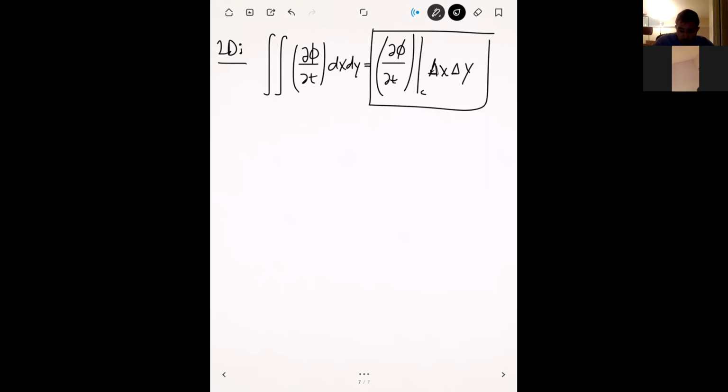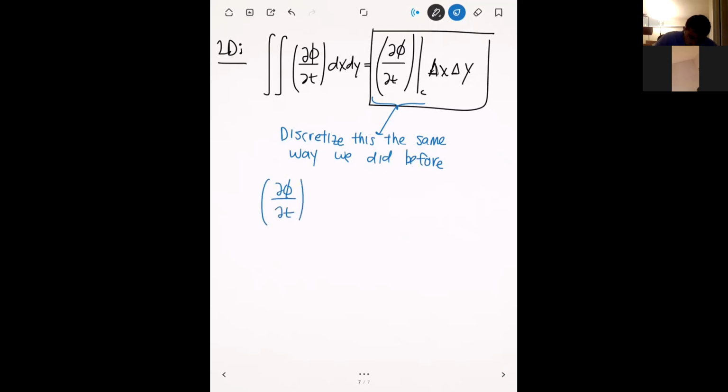But of course, we're not done yet because we still have this derivative. And if there's one thing that we hate in this class, it's derivatives, because we always transform these derivatives into algebraic expressions. This time it's going to be no different. In fact, it's going to be exactly the same as what we did before. Partial phi partial t evaluated at the centroid is going to be phi sub c minus phi sub c, all over delta t.